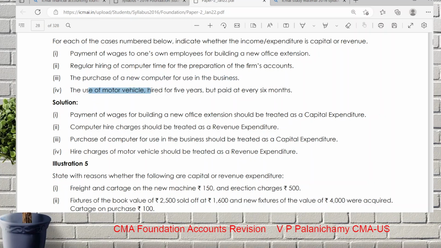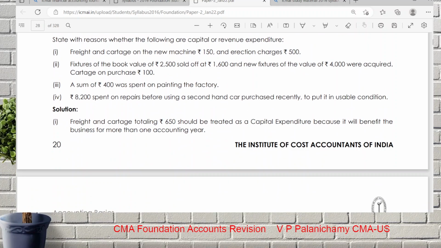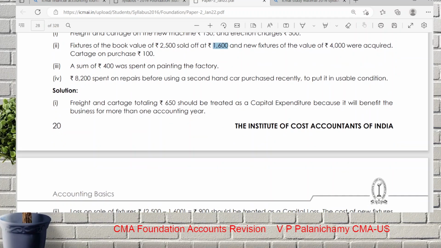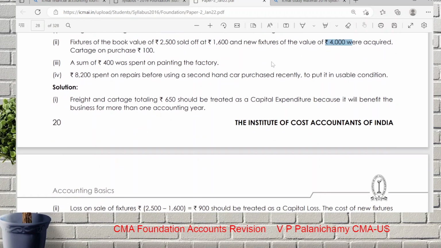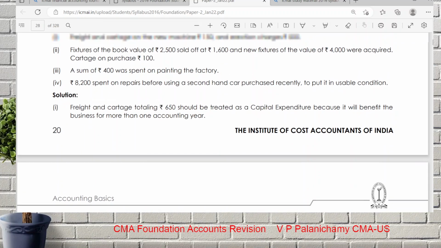To use the motor vehicle, hired for 5 years but paid for every 6 months. Once in 6 months we pay rent, revenue expenditure. Freight and carriage paid for the new machine, capital expenditure. Erection charges, capital expenditure. Both for installation, capital expenditure. Fixtures for the book value 2500, sold for how much? 1600. New fixtures 4000 was acquired. How much is paid for carriage on purchase? 1000 is given. This much cannot be asked in an MCQ.